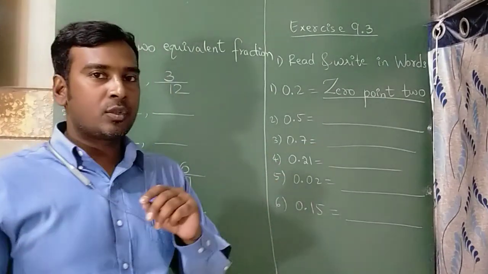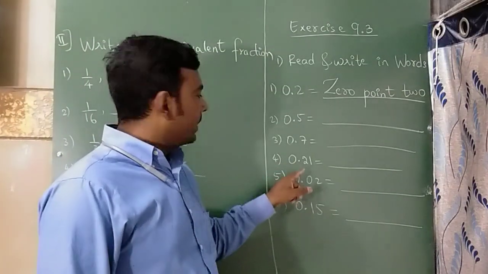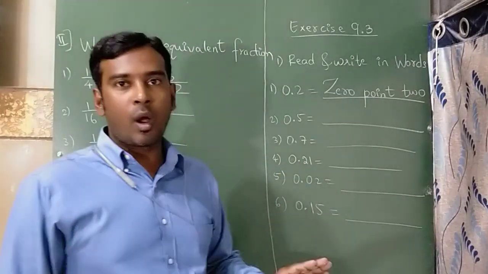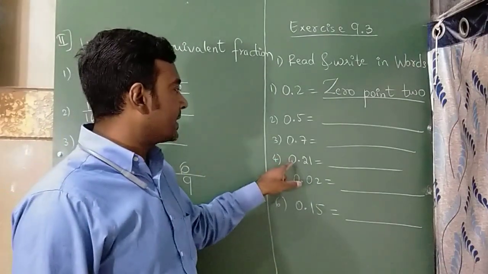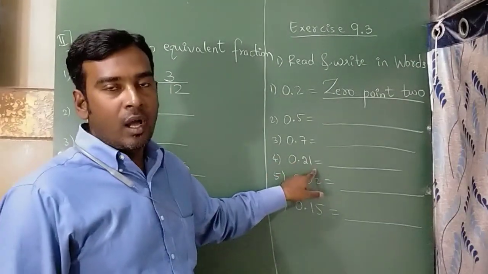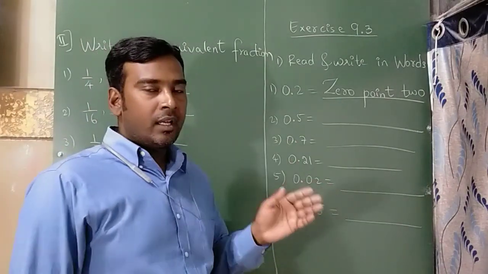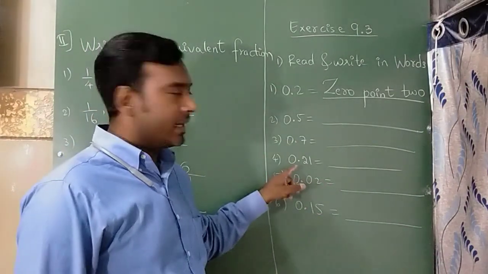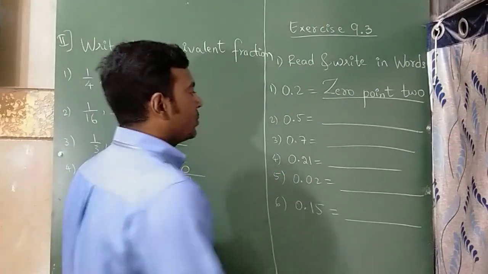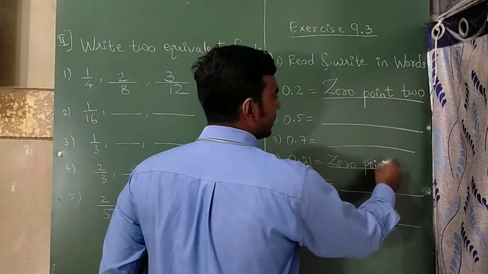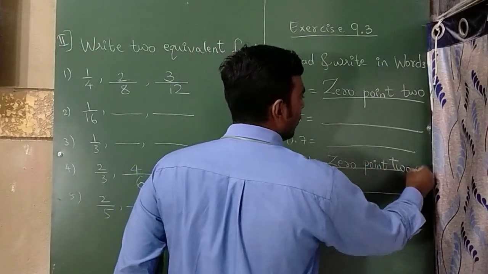So many students have a confusion here, that is most of them read this as a 0.21 in the wrong way. That is wrong. Always remember, after the decimal you need to read each digit individually. So I'll write this as 0.21.